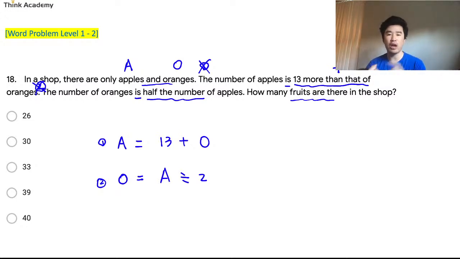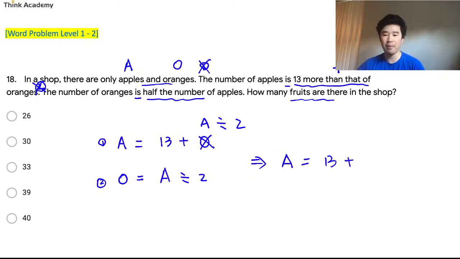So let's see. Today, we're not going to buy any oranges. I am going to buy all apples. What if I don't buy orange? I want to buy apple. So here, this orange can be substituted using the second equation. Orange is going to be equal to apple divided by 2. So now we have apple is equal to 13 plus apple divided by 2. And now we have this equation.